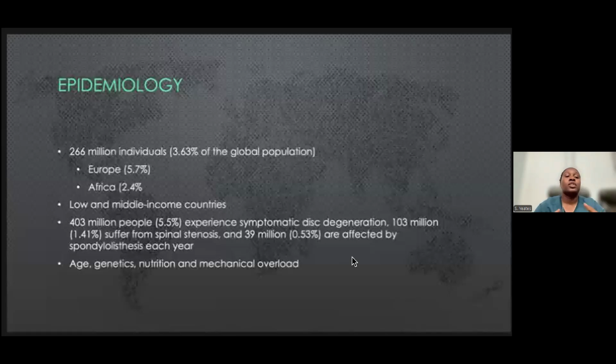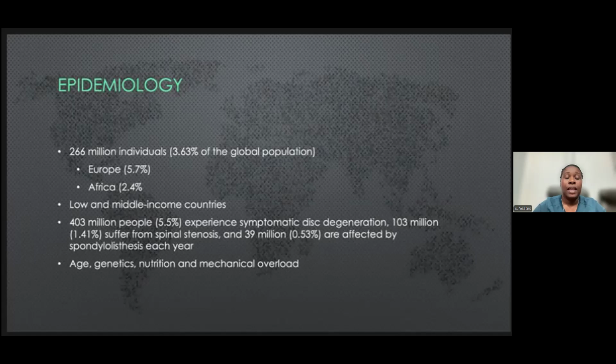So at least 266 million individuals worldwide suffer with this disorder. In Europe, it has a prevalence of 5.6 percent, and in sub-Saharan Africa 2.4 percent. It usually affects persons of low to middle income countries. Additionally, because of this disproportion, the low to middle income countries experience four times as many cases as the high income countries.